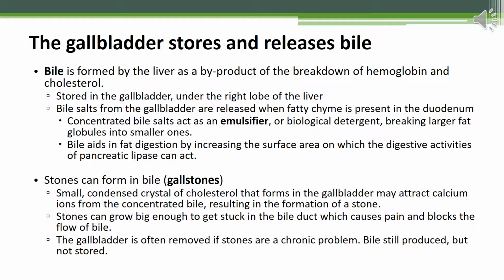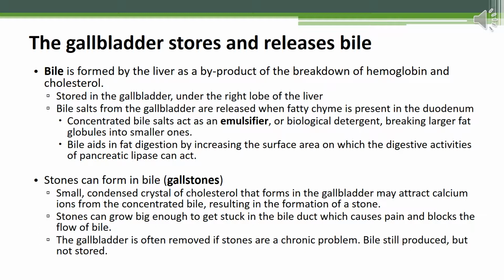The last accessory organ we're going to talk about is the gallbladder, which stores and releases bile. Now, bile is formed by the liver as a byproduct of the breakdown of hemoglobin and cholesterol. So then we can say that the bile duct is just a means by which we send the bile from the liver to the gallbladder.